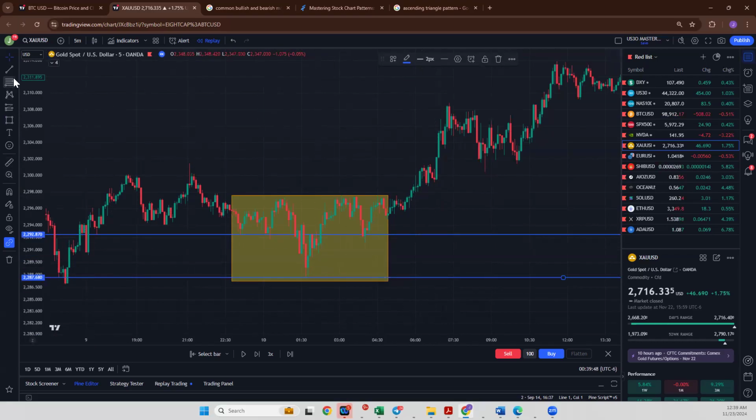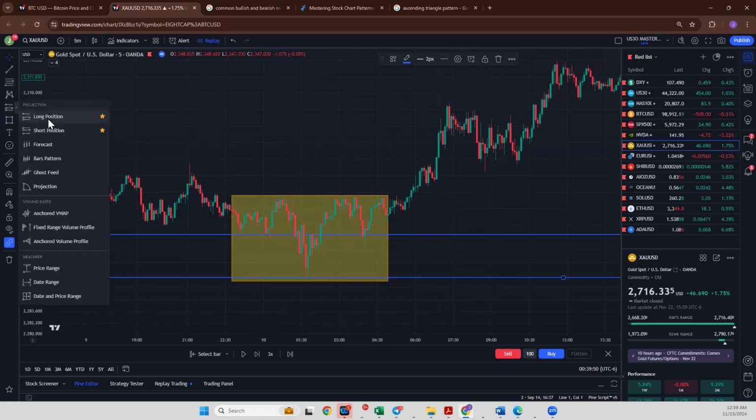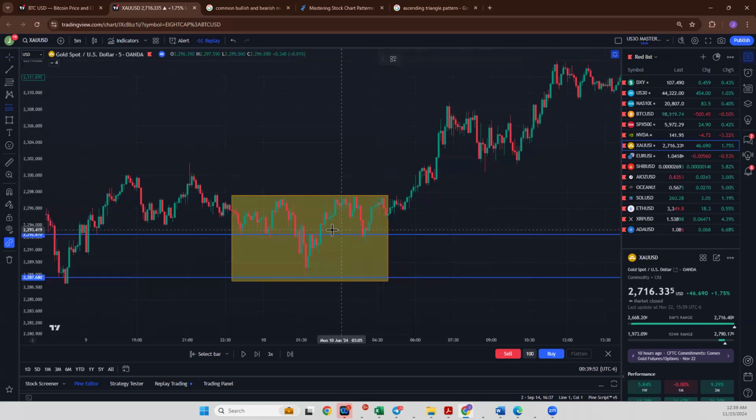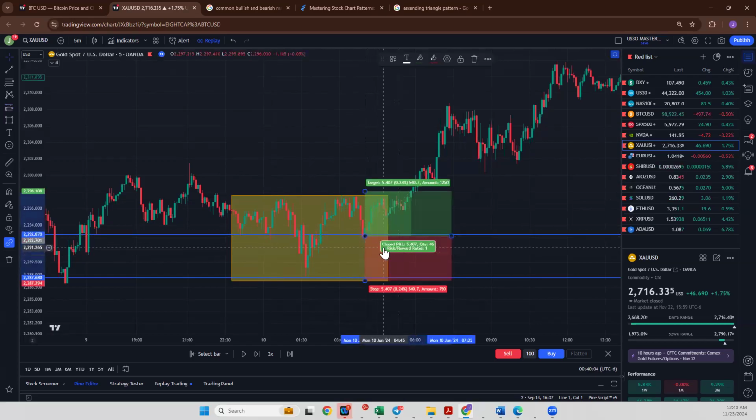So if we look at it this way, you can take a long position as soon as you see reactions off of that support level, you can start thinking about long positions. You probably would take it on the close of that candle.